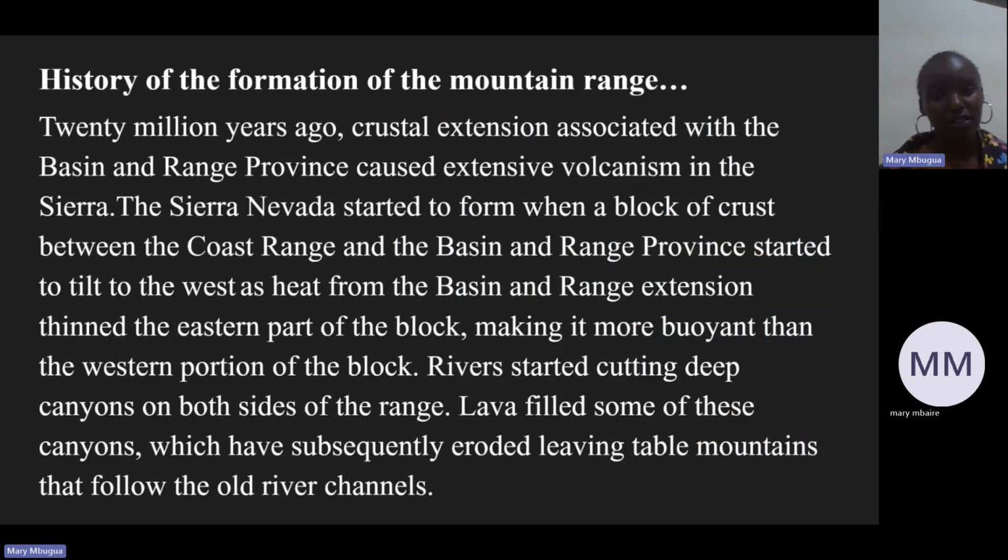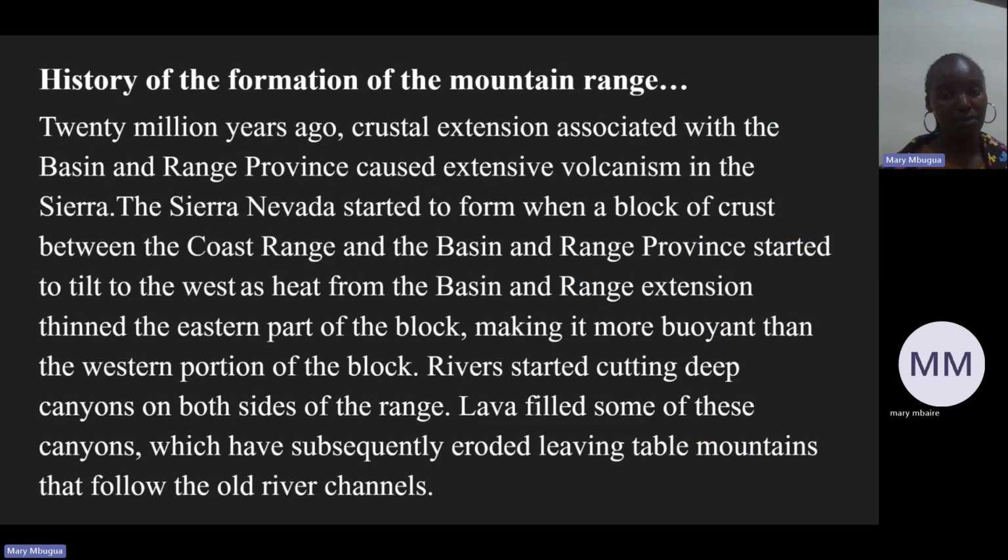On the history of the formation of this mountain range, 20 million years ago, crustal extension associated with the basin and range province caused extensive volcanism in the Sierra. The Sierra Nevada started to form on a block of crust between the coastal range, that is part of the Pacific plate, and the basin and range province, that is the North American plate, and started to tilt to the west as heat from the basin and range extension thinned the eastern part of the block, making it buoyant.